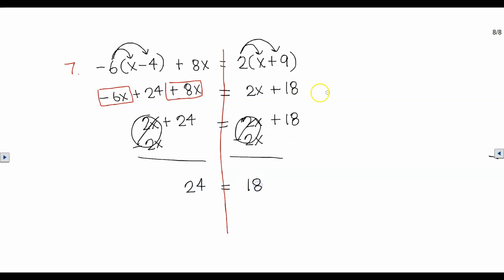Now again, at this point I'm done, because I can't undo adding or subtracting, because there is none. I can't undo multiplying or dividing, because there is none. And I have this statement that 24 and 18 are equal to each other, which is not true. So when I see those two numbers are not equal, I have to say, no, that's not going to work. So this one is no solution.